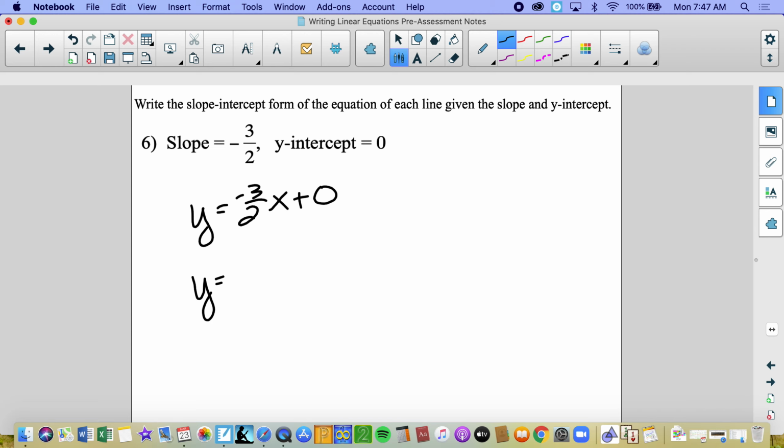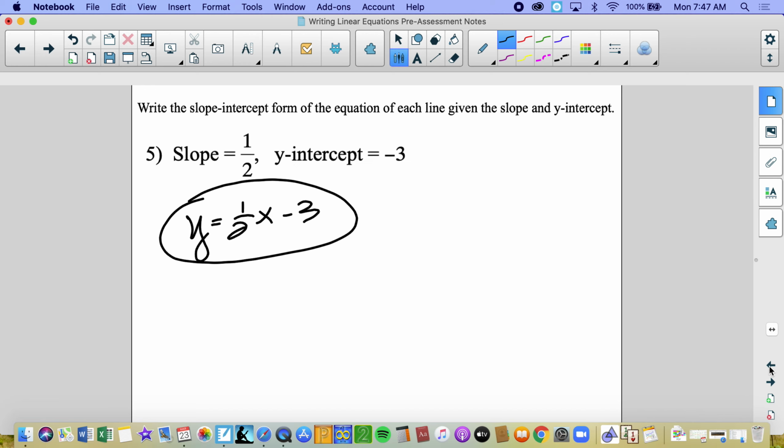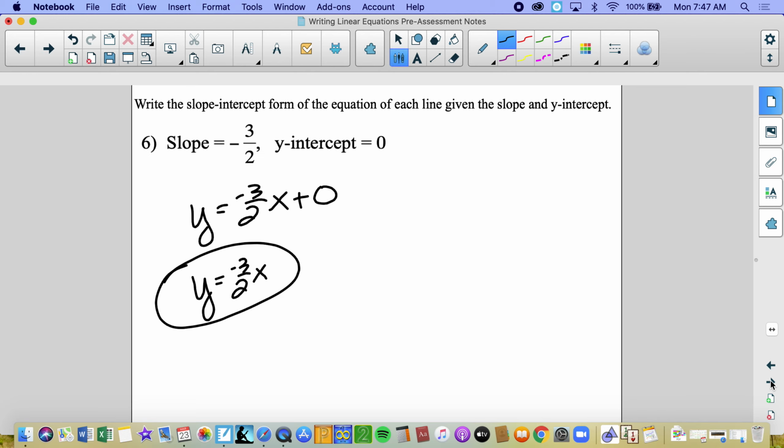Now we should always simplify that. If we have a 0, we can simplify that. Otherwise, we can't combine those two, because 1/2 x and -3 are unlike terms, so we can't combine those. In this one, we can because it's 0.